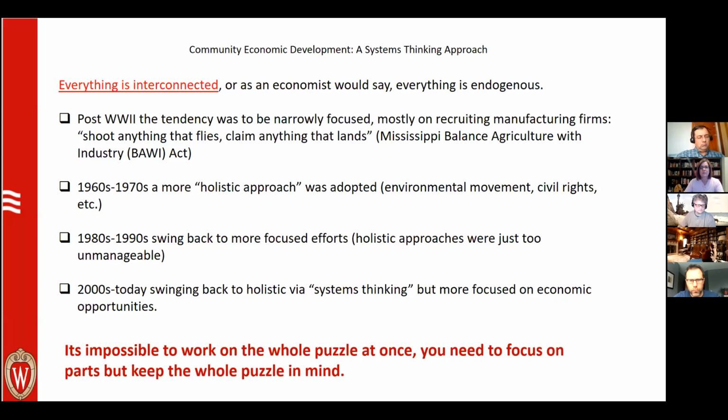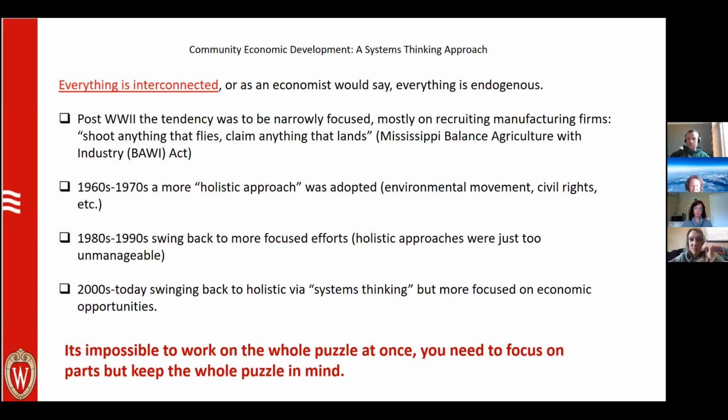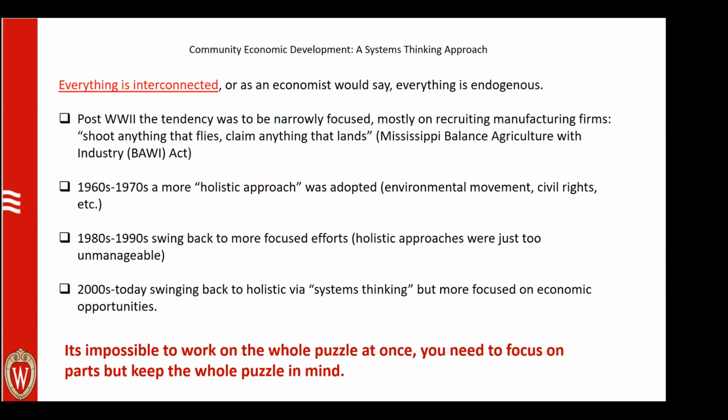The first way was in post-World War II, when we tended to focus very narrowly on recruitment. Shoot anything that flies, claim anything that lands, and that can be traced back to the Mississippi Balancing Agriculture and Industrial Act. The idea is that the way that we promote economic growth within our community is that we steal businesses from our neighbors. And that was it. That's how we focused on it.